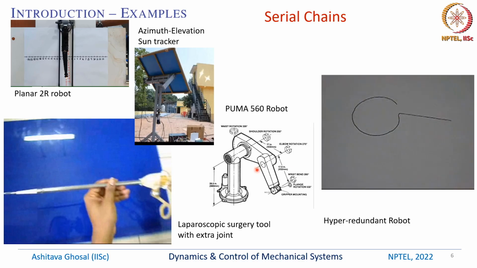This is another example of a serial chain. This is a well-known Puma 560 robot. It has 6 degrees of freedom. It has 6 rigid bodies, 1, 2, 3, 4, and then there are some rigid bodies here. They are all attached using joints, and as you can see, one end is fixed and the other end is free.